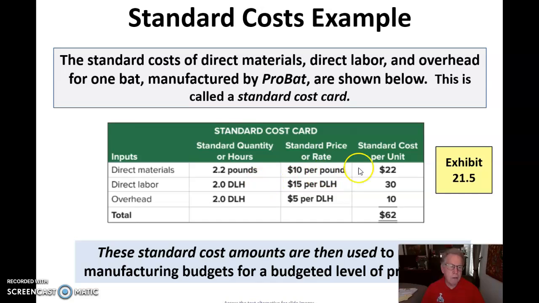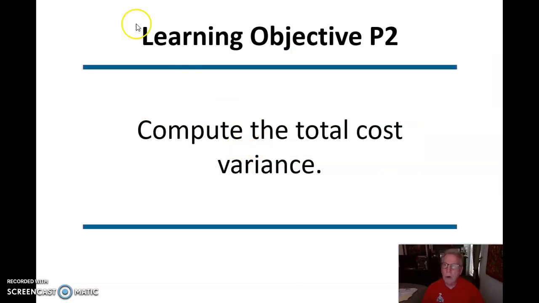This looks like a good place for us to stop this video. And when we return, we will move on to computing the total cost variances. Until then, bye for now.